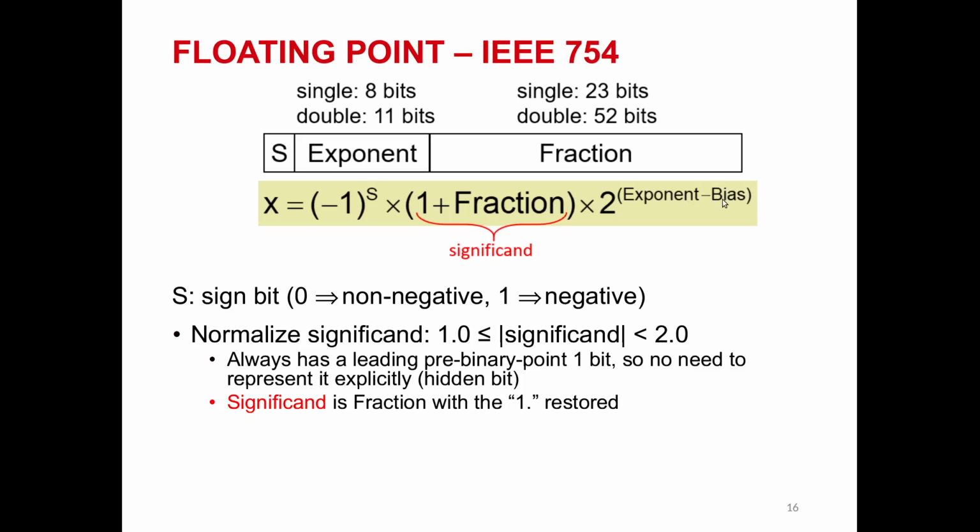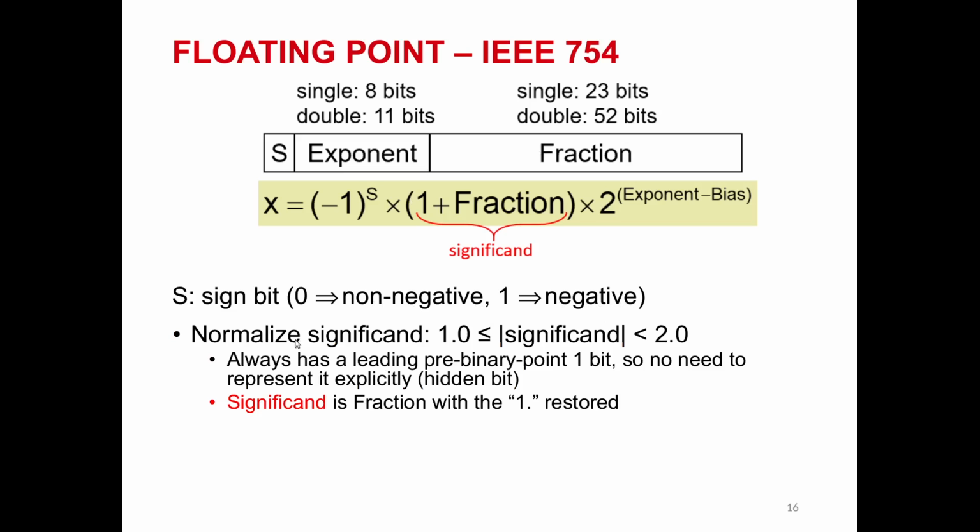Why do we need the bias? Here we know that we will have the exponent of positive or negative value in order to show the floating point, and so you need to take the original exponent and subtract the bias here. So here it is explained for what I already said. The S is the sign bit. 0 means non-negative and 1 means negative value.